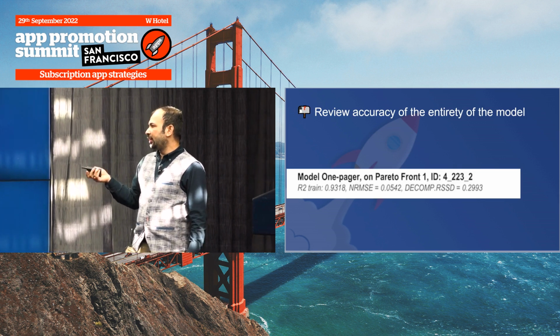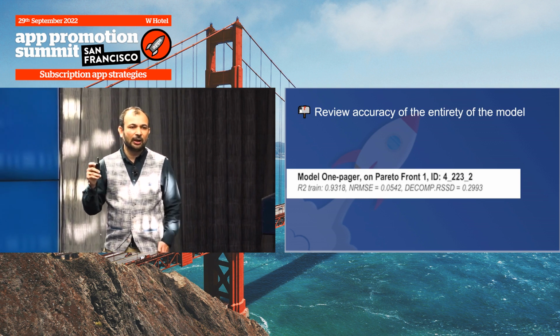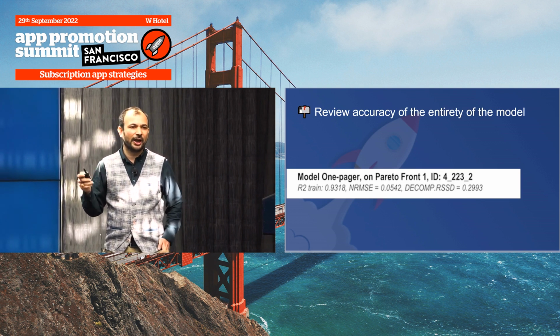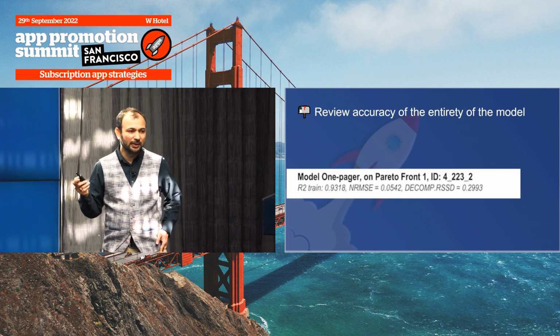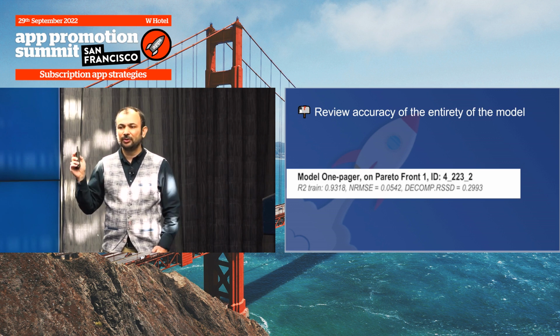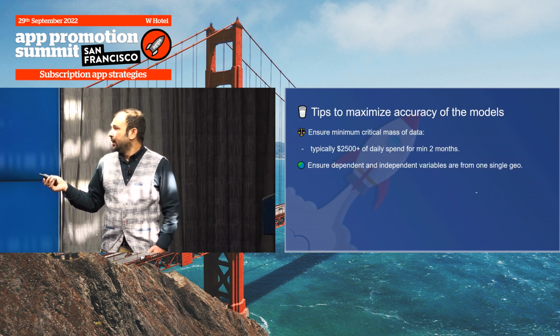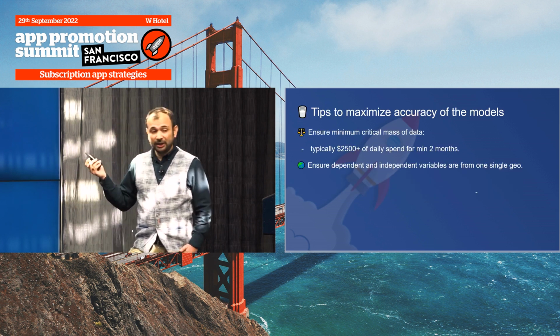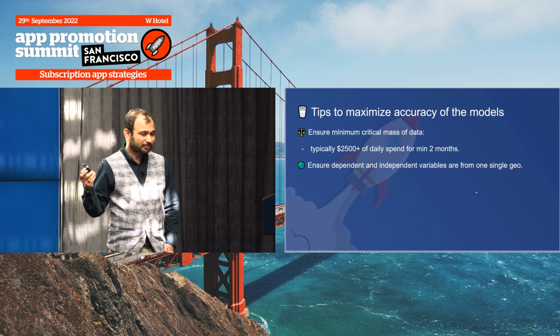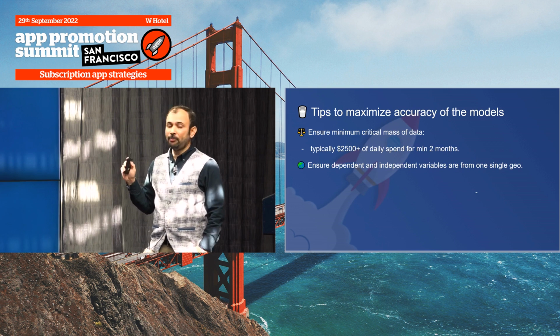You also want to be looking at the R-squared, which is a measure of accuracy. Generally, again, at low levels of spends, I try to get to at least 0.90. In an ideal world, you want to be 95 to 99% plus, but for low levels of spend, you want to be at least 0.90. If you're not there, you want to go back to your model. You want to relook at your model and tweak things around. Right? The other things to note, obviously, you want to have enough critical mass of data. Generally, I recommend at the very least 2,500 per day for minimum 2 months.